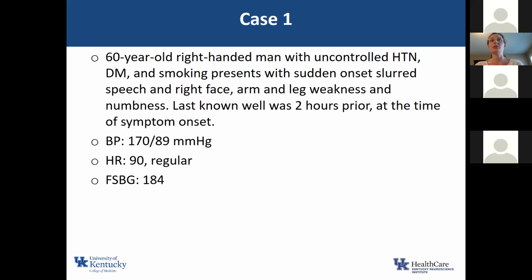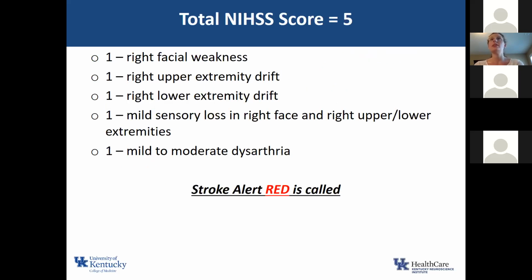His blood pressure is 170/89, heart rate is regular at 90, and his finger stick blood glucose is 184. For him, his NIH stroke scale score is a 5. You get points for the deficits that you have. A 0 is considered normal. So he gets a point for his facial weakness, drift in the right arm and leg, mild sensory loss in that same distribution, and mild to moderate dysarthria. So his NIH is a 5.